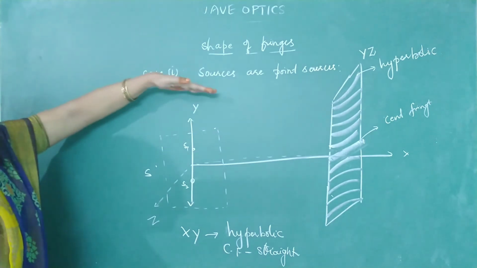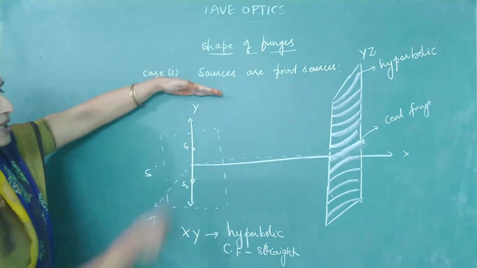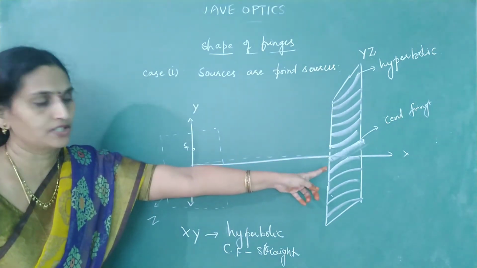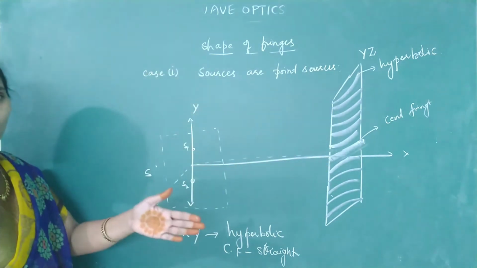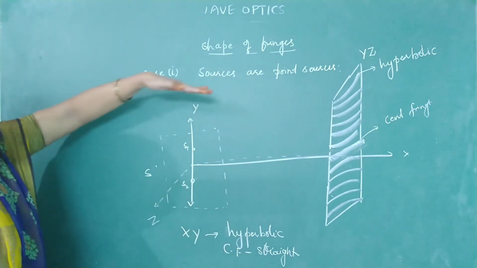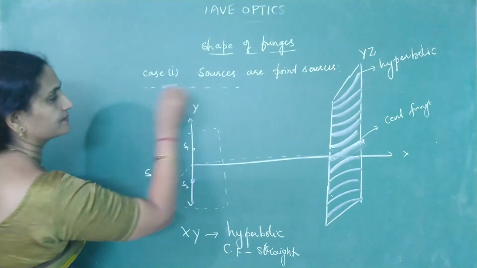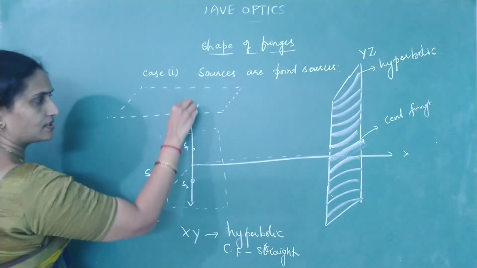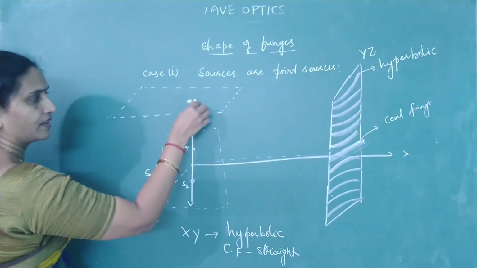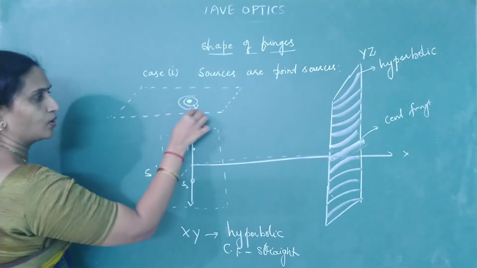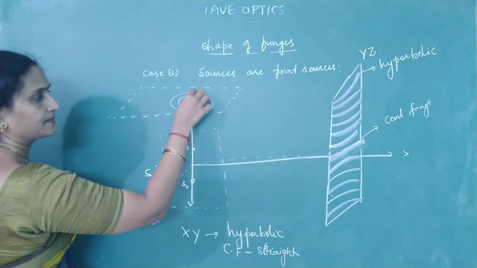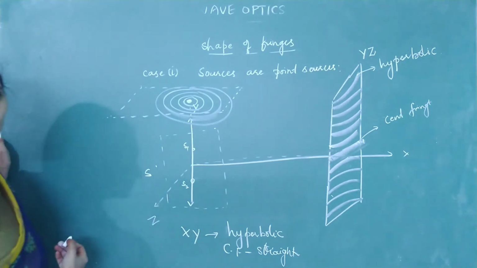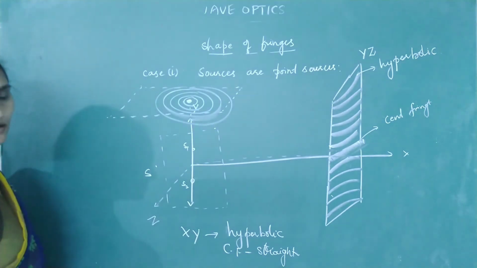But come to this plane. If you keep a screen perpendicular to the x-axis, it is hyperbolic fringes. Perpendicular to the z-axis also it is hyperbolic fringes. Perpendicular to the y-axis, if your screen is here, this is your central bright spot. Now look at the shape of the fringes: they are no more hyperbolic, they are circular fringes. We get alternate dark and bright regions.